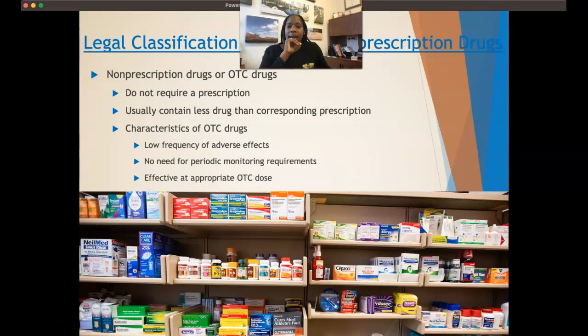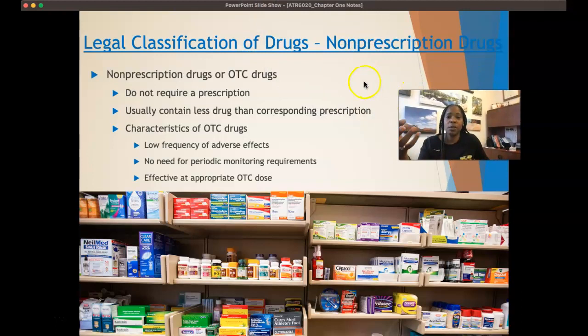Now, as we look at the different categories of drugs, that's what we're getting ready to segue into. I do apologize. There's no better place to put the video than in the center of the PowerPoint. So I'm moving it over here just so you can see the title, but the notes are also posted on our Canvas page. So we're going to talk about the legal classification of drugs.